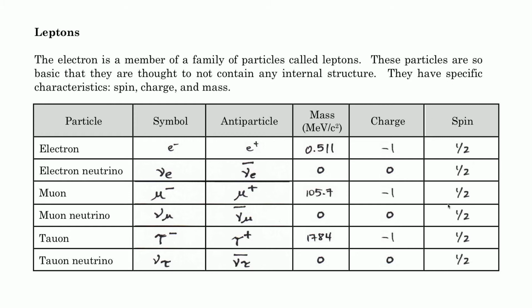And you'll notice that this is the one thing that separates them from their hadron brothers and sisters. The electron, the muon, and the tauon each carry a charge of -1, and each of them has an associated neutrino. The electron neutrino has a mass of 0 and a charge of 0. The muon neutrino has a mass of 0 and a charge of 0. And the tauon neutrino has a mass of 0 and a charge of 0. They all, however, have spin 1/2.